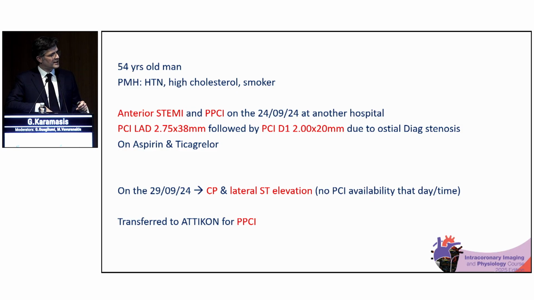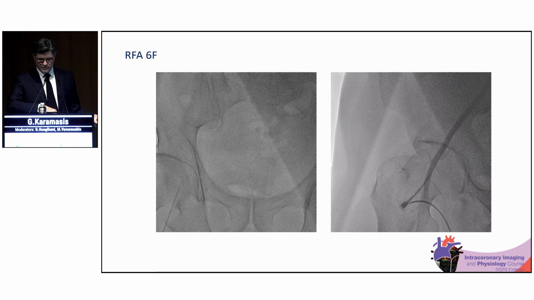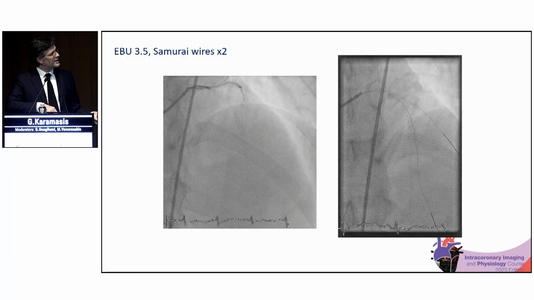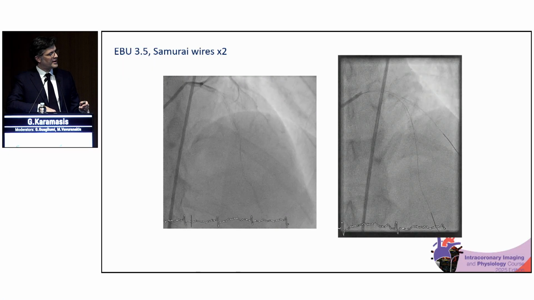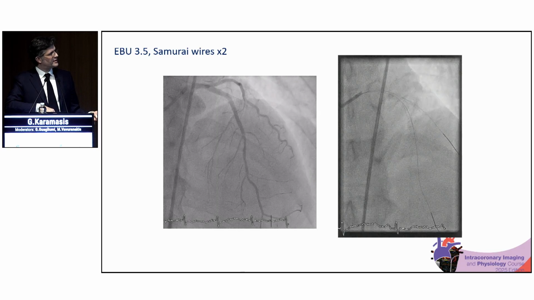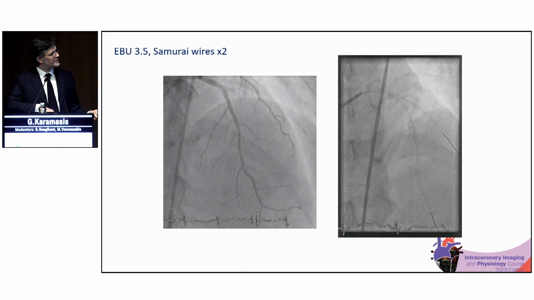Just a few days later, while in the hospital, he developed chest pain and lateral ST elevation. There was no PCI availability at the time in the hospital that he was in, so he was transferred to our hospital for primary PCI. We used the femoral access, that's not important, but have a look at the image here and we see what we expect. The diagonal stent has been thrombosed. We are talking about an acute thrombosis. Just to remind you, he had this bifurcation PCI 4 days earlier.